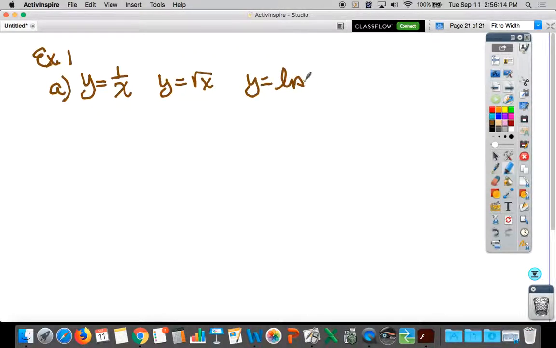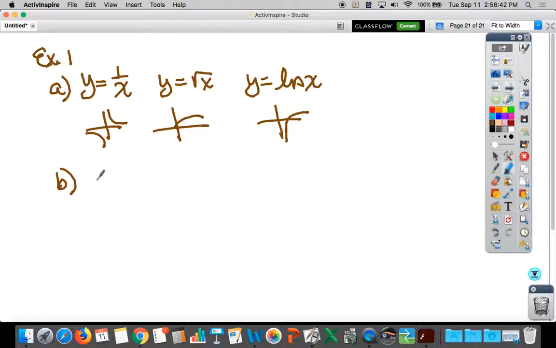Does anybody not understand why any of those do not have a domain of all real numbers? This one doesn't have 0. This one doesn't have negative numbers. And this one doesn't have 0 or anything negative. All right, B. We're going to go to Amy's group.